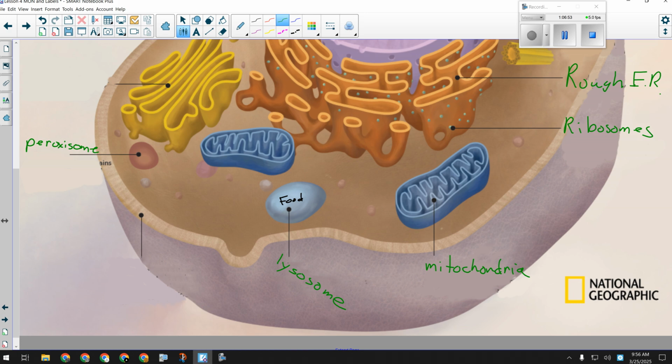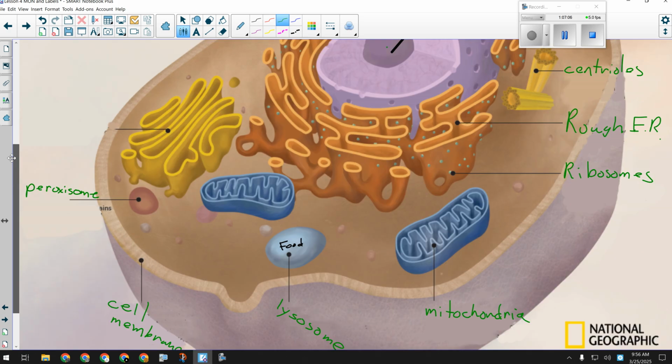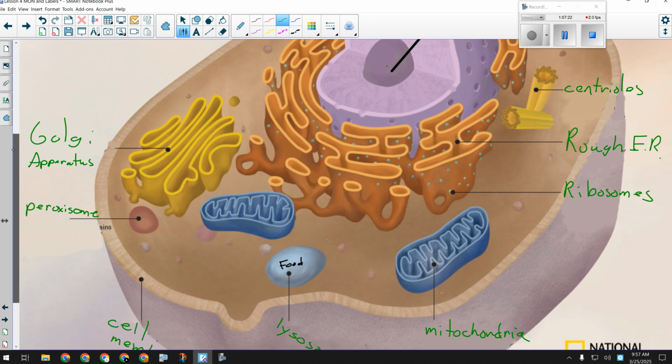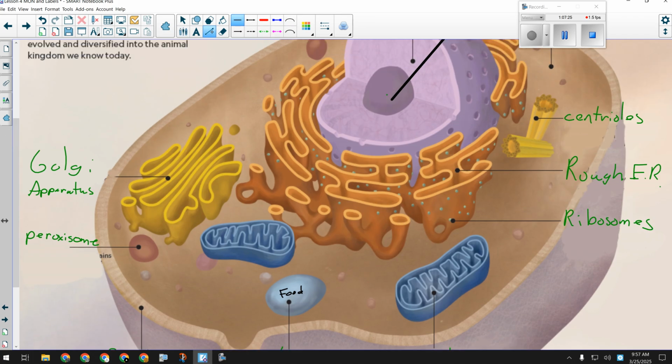All right, what's this one pointing at? Cell membrane. Okay, no cell wall here. What's the yellow thing? Golgi. That is the Golgi apparatus. All right, and I think that takes care of it all. Oh, no, smooth ER didn't get labeled. Okay, I'm just going to put that out over here. Anything else we missed? I think we're good there.